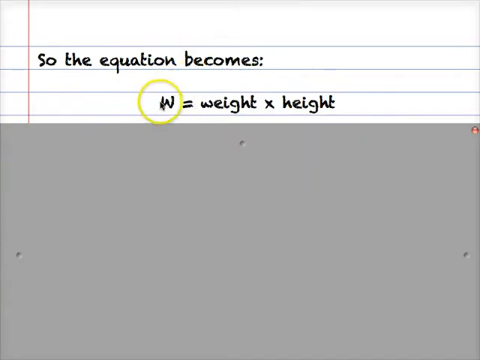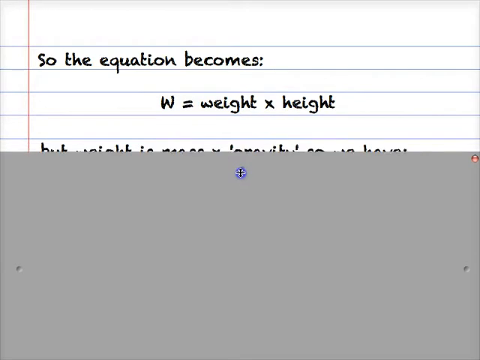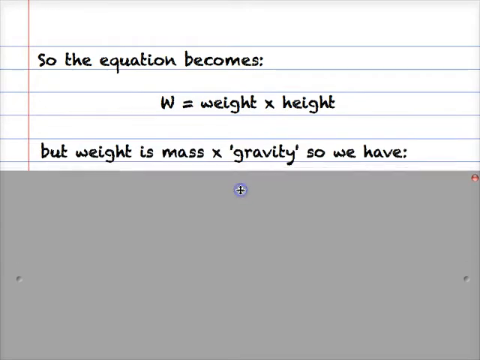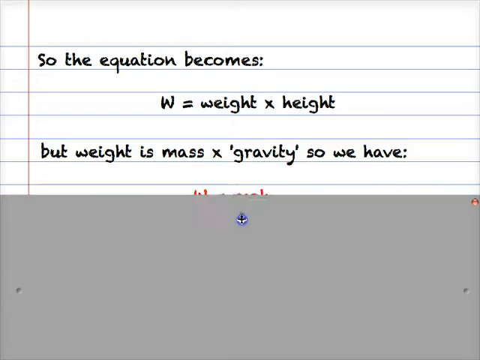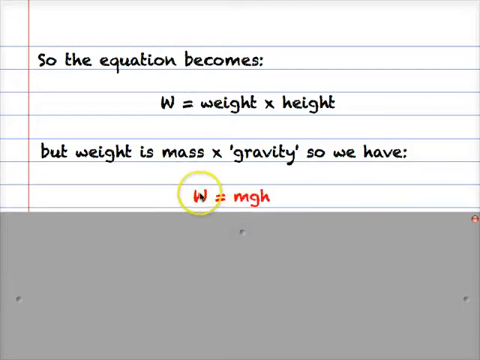So the equation becomes work done is equal to weight, instead of the force, multiplied by height, instead of the distance. But weight is actually calculated by multiplying the mass of an object by the gravitational field strength, or the force of gravity. So we've actually got this equation: work done is equal to the object's mass times the gravity multiplied by the height that you move it through.